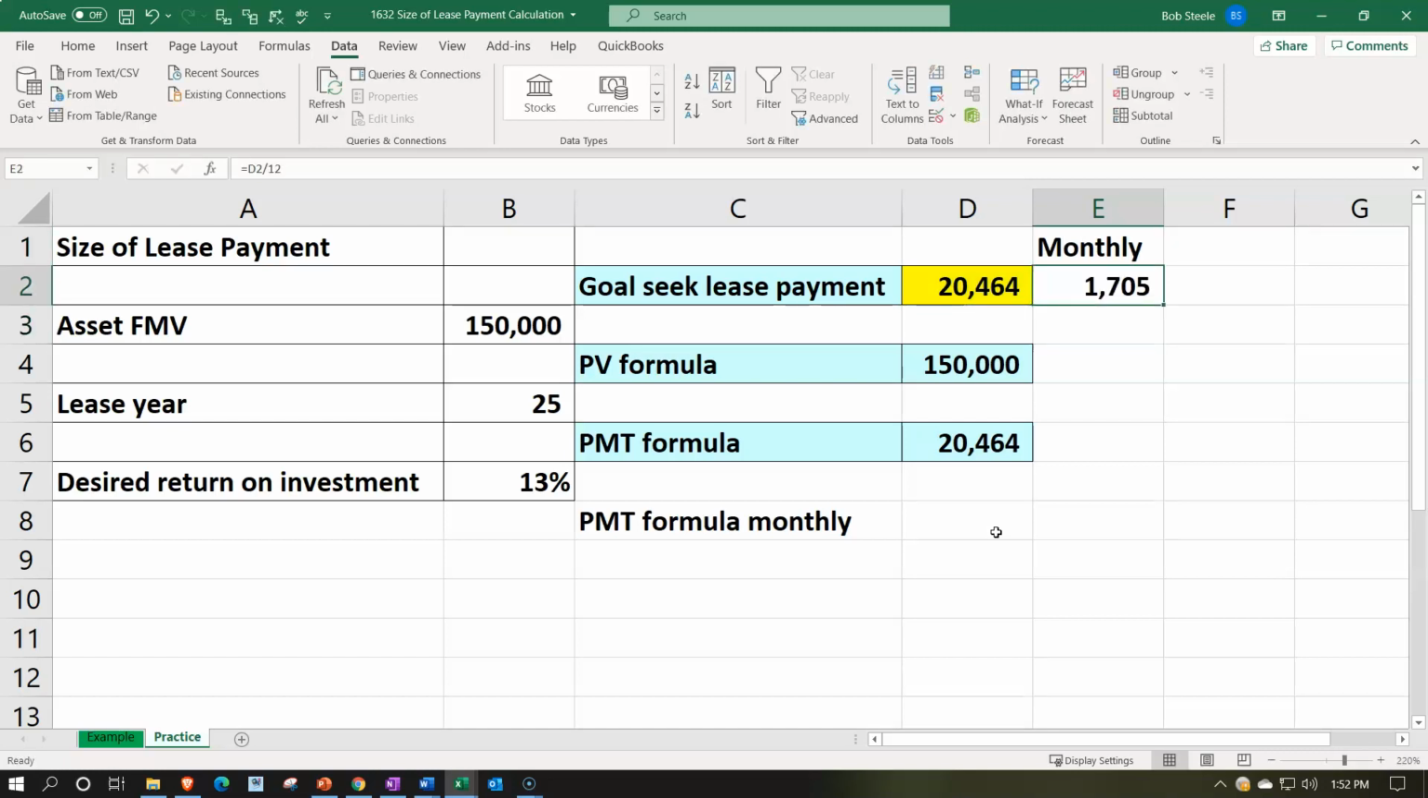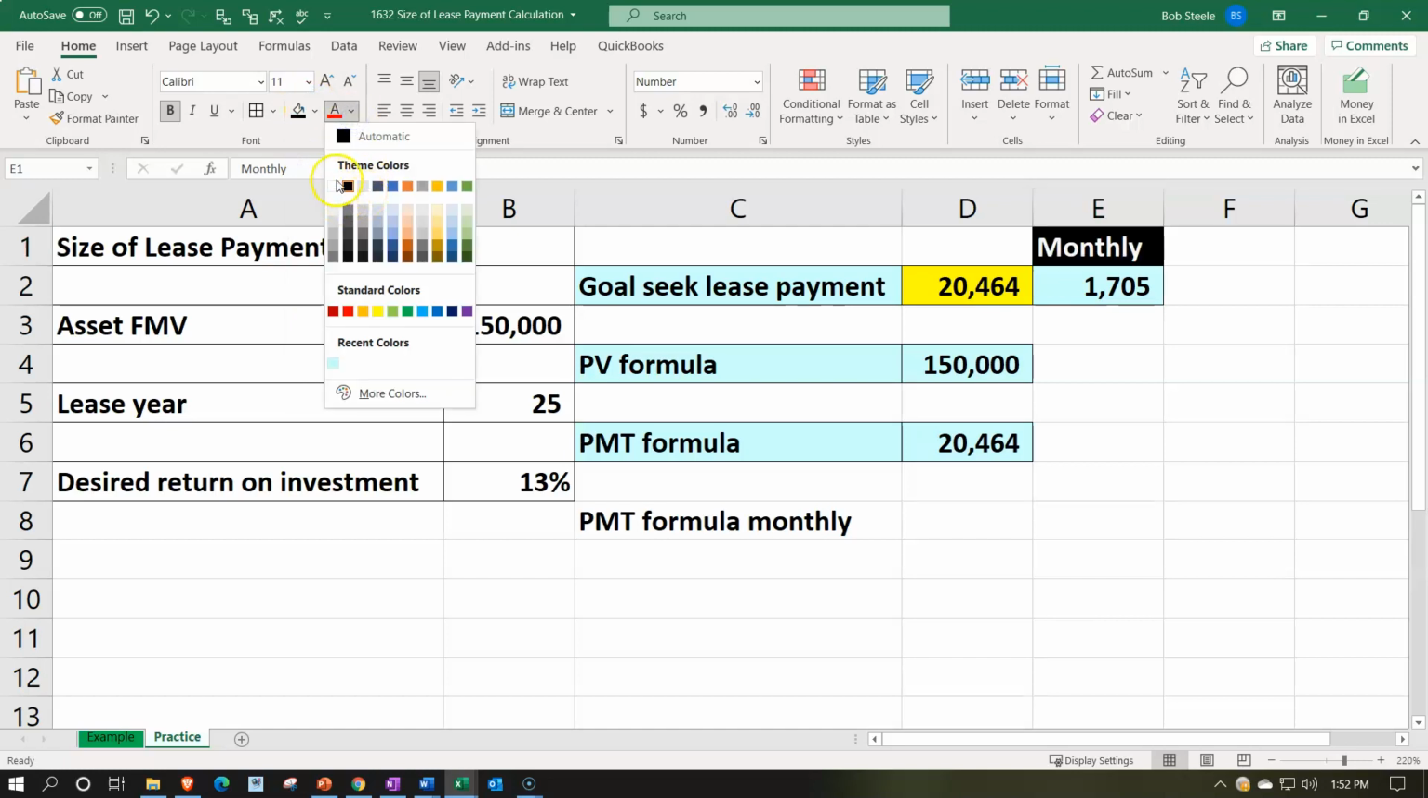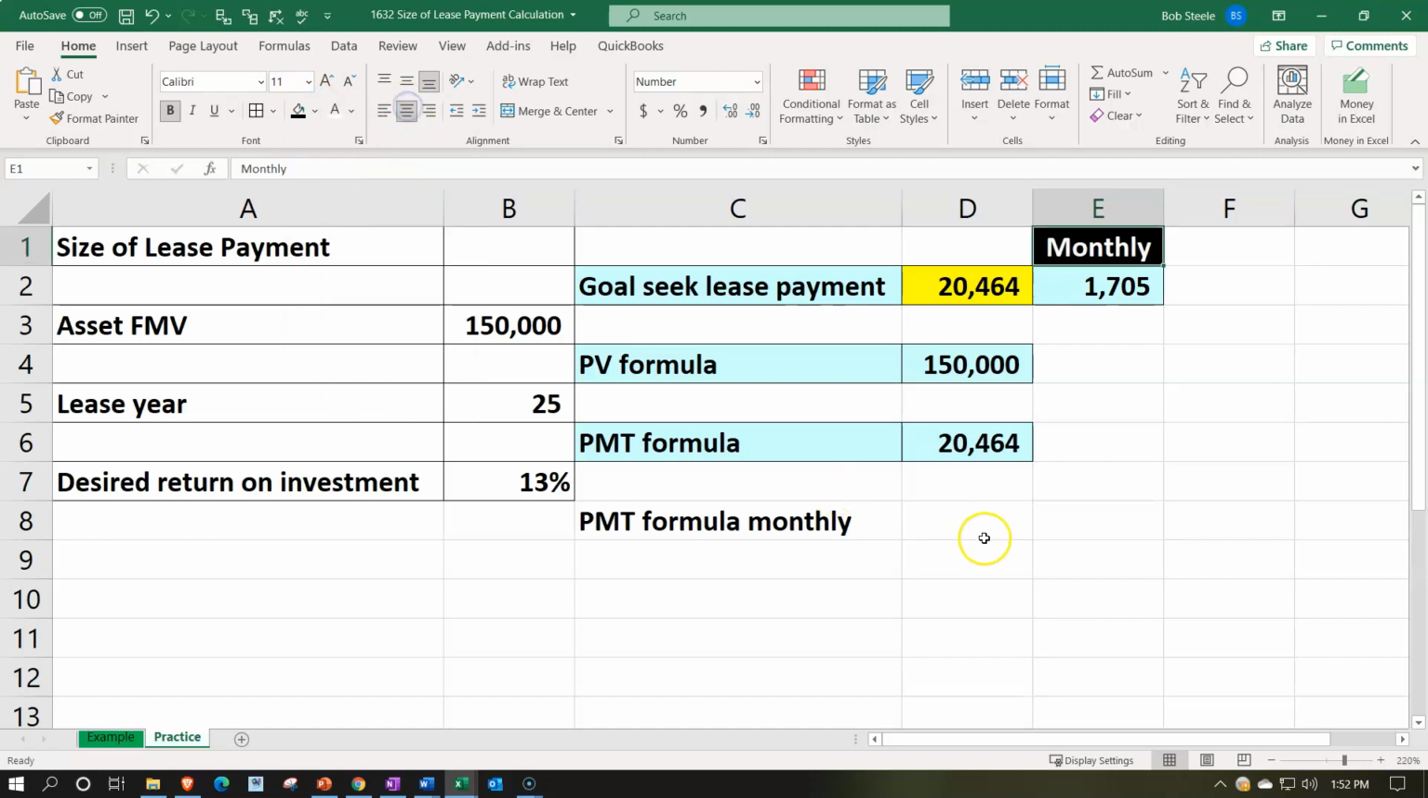You have your monthly payments, and so let's make that blue and make it bracketed, and then do our formatting here. I'm going to make this one black and white to make it stand out as a header. So like that, or you could do the formula like this.